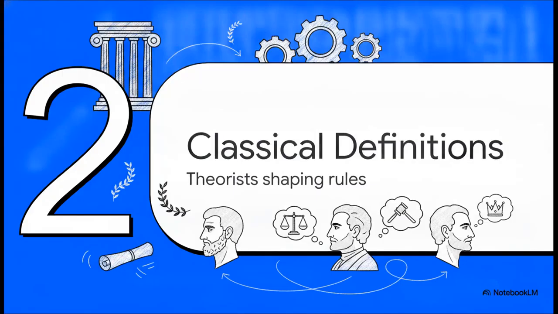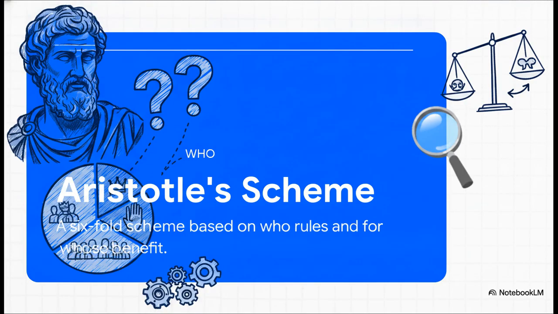Now that we know what it is conceptually, let's shift to our second section and see how four classical theorists shaped these rules over time. First, we have to look to antiquity. Aristotle gave us the very first systematic comparative framework.